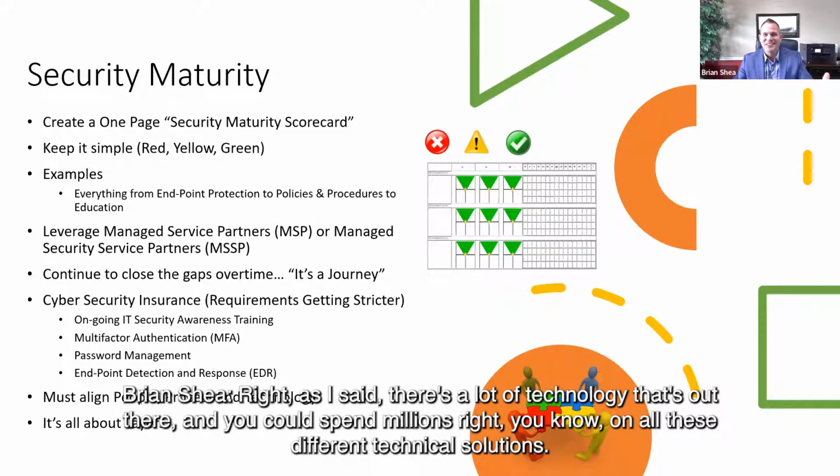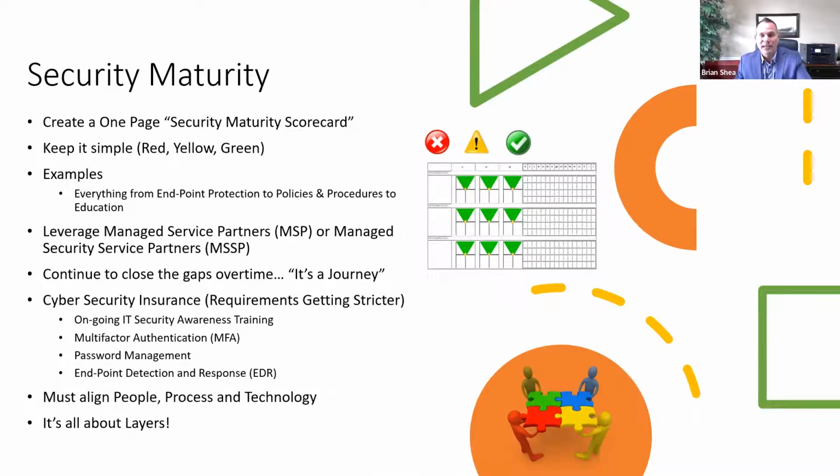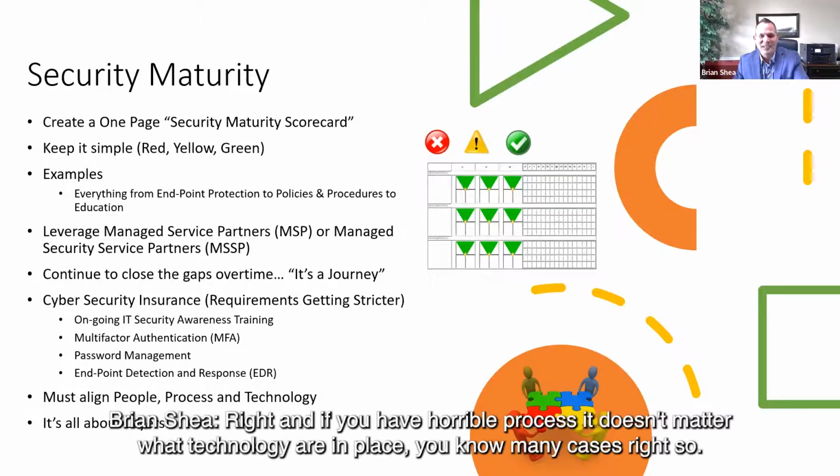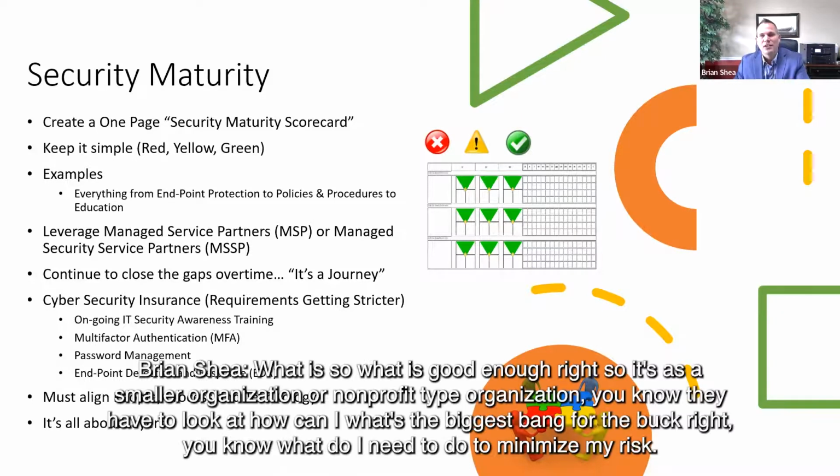On all these different technical solutions. But again, that's where it goes tech. You could have great technology and horrible process, right? And if you have horrible process, it doesn't matter what technology you have in place, in many cases, right? So what is good enough, right?